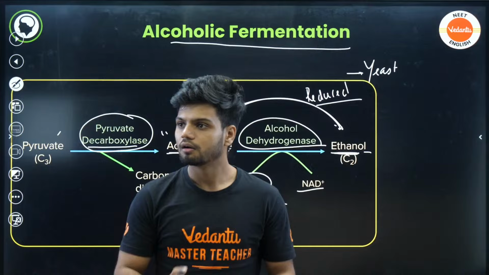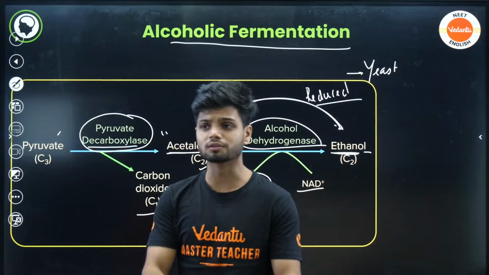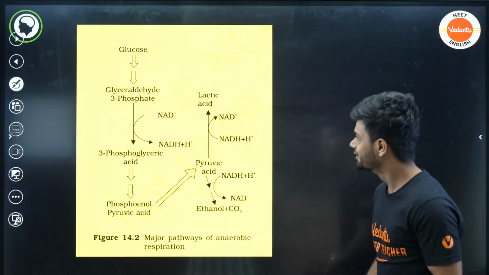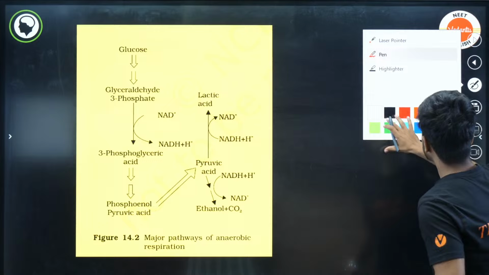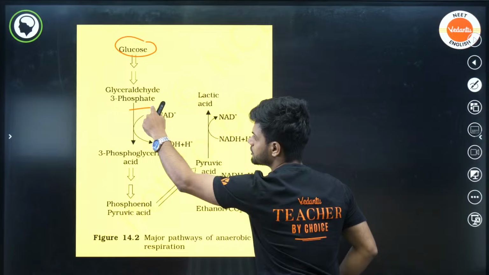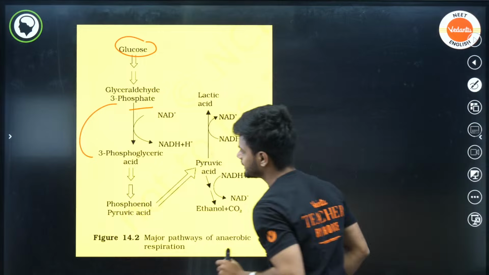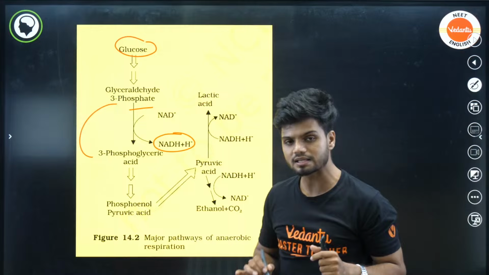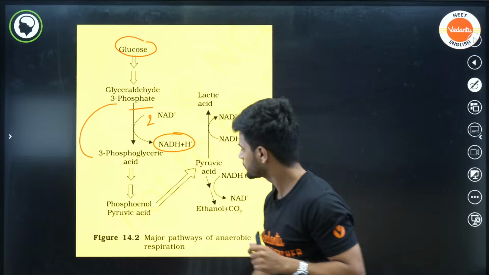All clear? Amazing, students. Please understand botany. Don't learn all this by heart. If you look at your NCERT diagram, glucose is converted to glyceraldehyde-3-phosphate. When glyceraldehyde-3-phosphate is converted to 3-phosphoglyceric acid, NAD is getting converted to NADH. It's two here, two of this. And we have phosphoenol pyruvate, then we have the pyruvate or pyruvic acid.